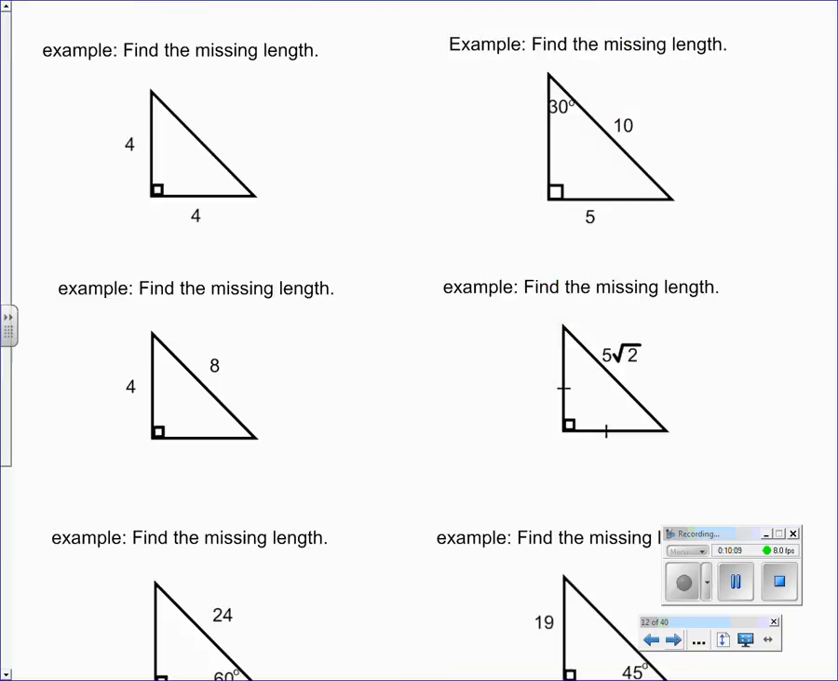Most of these you're going to do on your own. We're just going to do 2 of these together just to kind of give you an idea of how we use this pattern. So for this first one, I'm finding the missing length.